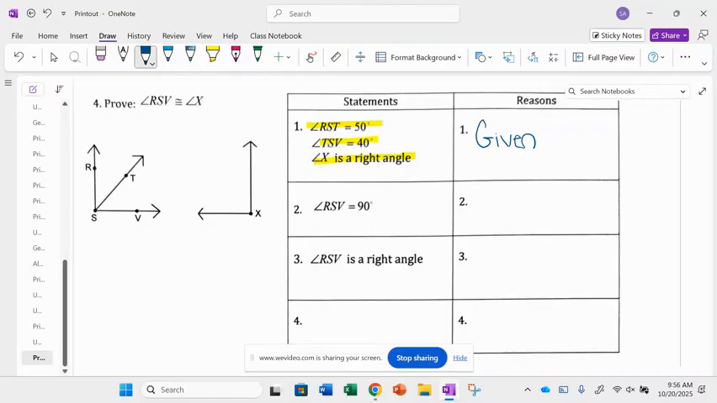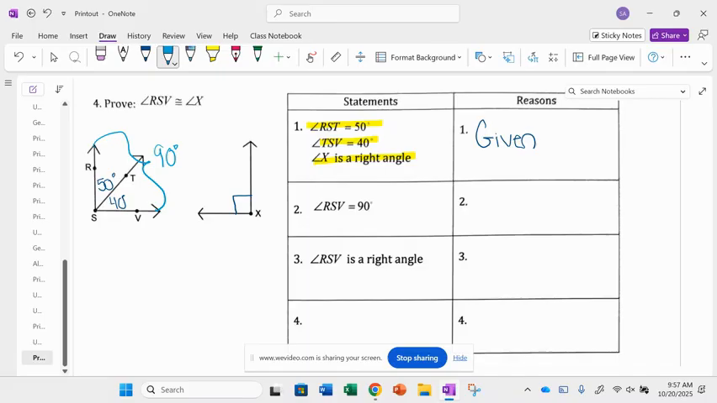Okay, so here we have angle RST is 50, angle TSV is 40, and then it says angle X is a right angle. I don't want you to write 90, I want you to mark the right angle. Okay. Then it says in step number 2, it's telling us RSV right here. So they're saying this whole angle is 90.